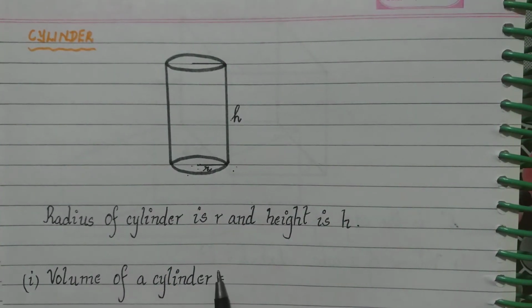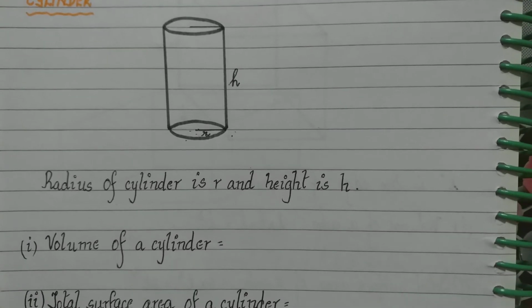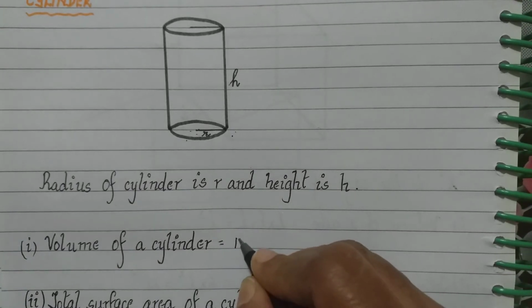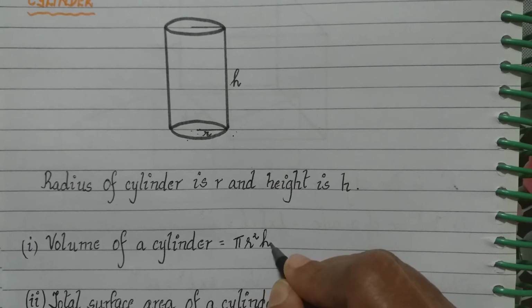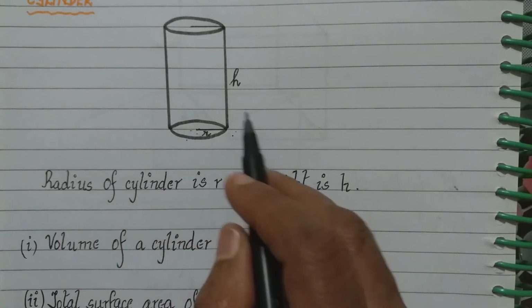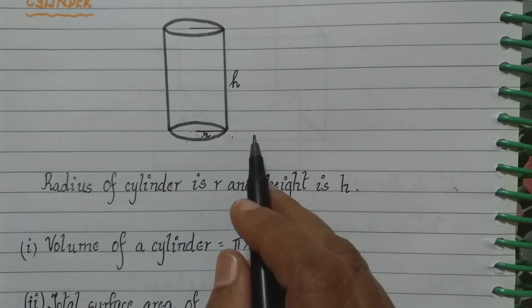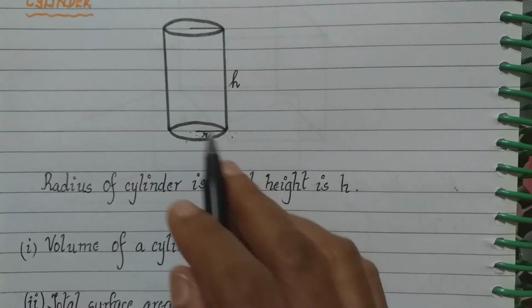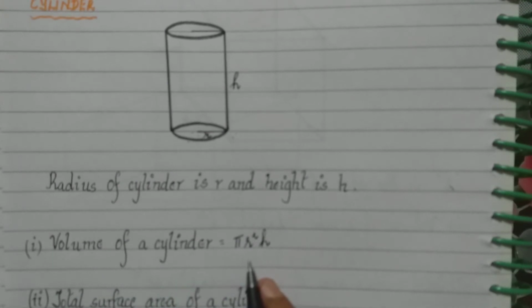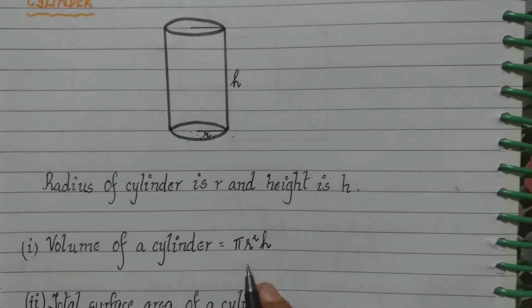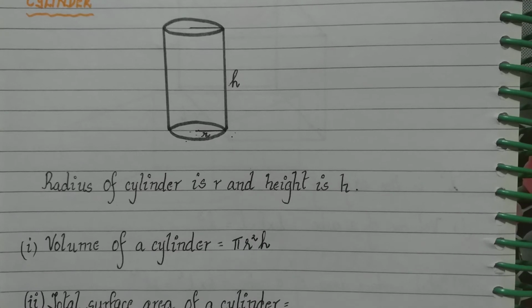Now, the radius of the cylinder is r and the height is h. The volume of the cylinder is given by the formula pi r square h. We know that the area of a circle is given by pi r square, right? So pi r square into the height is the volume of the cylinder, that is pi r square h.